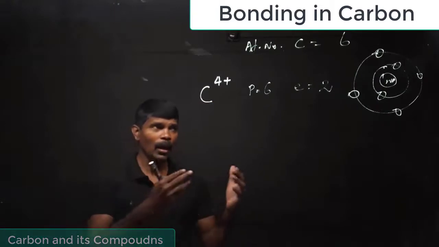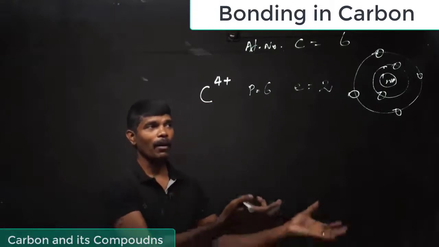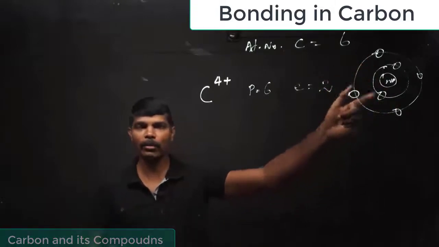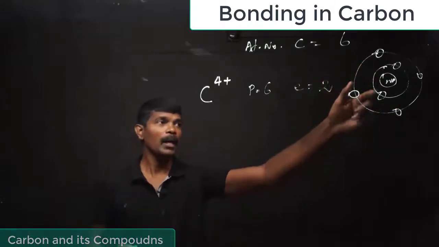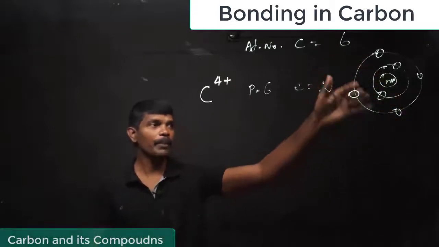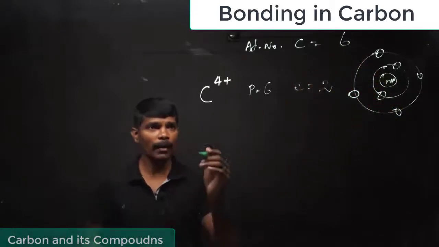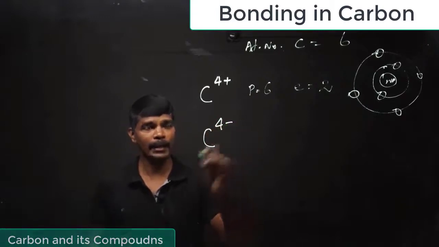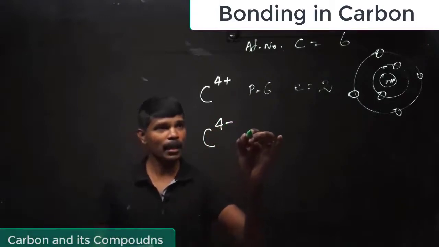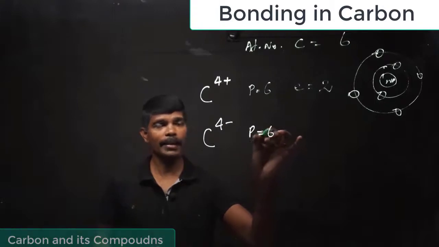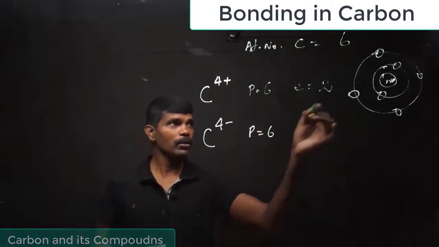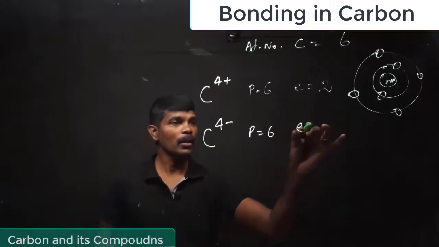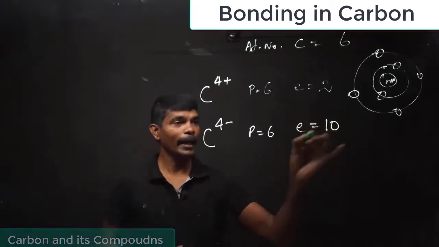Now suppose, if carbon gains 4 electrons, then the outermost shell will get 8 electrons, the octet will be complete, and the element can be said to be a stable element. So if it gains 4 electrons, then what will happen here? C4-. Now in this case, the proton number remains the same, that is 6. By gaining 4 electrons, already 6 electrons are there, so carbon will have 10 electrons.